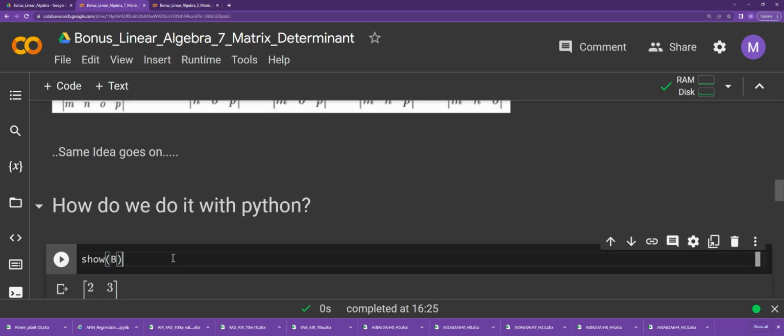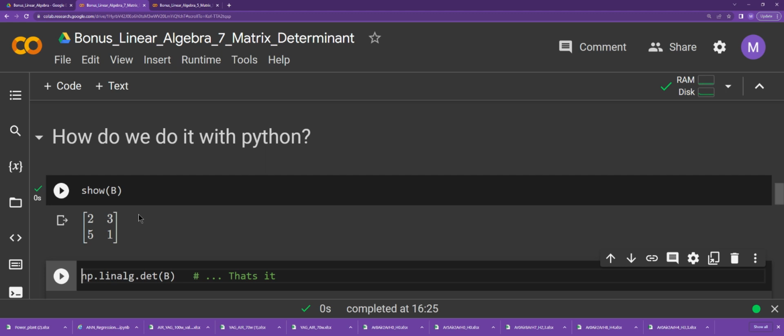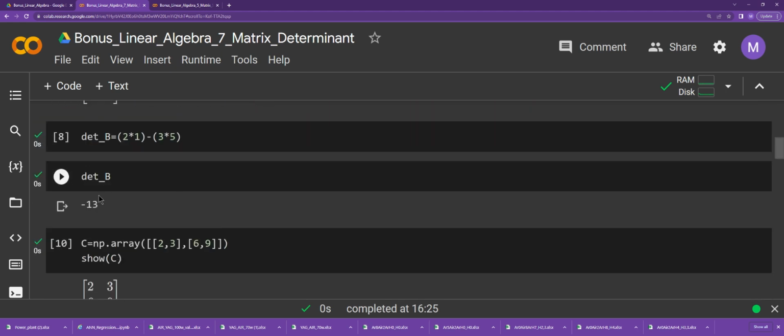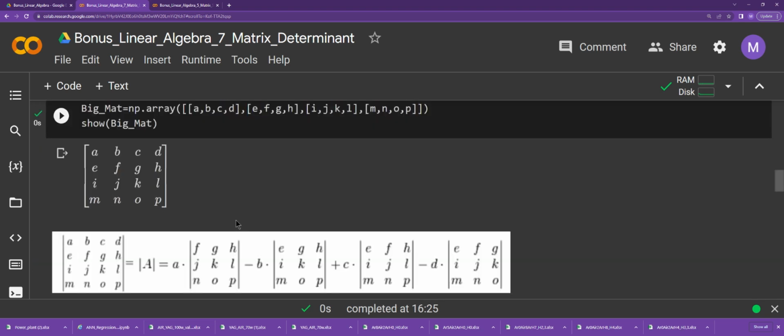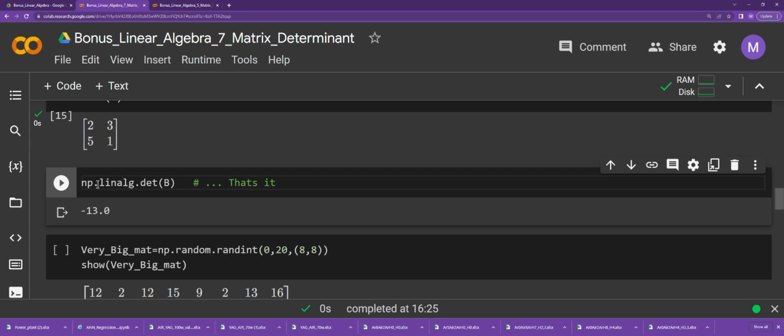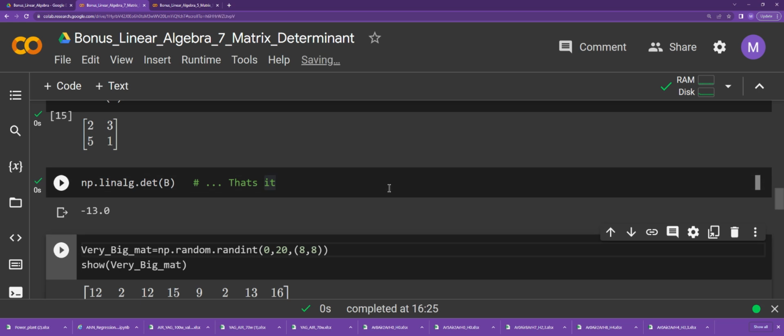So, our matrix B. Before, what do we have as the determinant? So B determinant we calculated by hand to be minus 13. And the command is pretty simple. All you need to do is np.linalg.det, and that's it. I mean, as simple as that. And you would get exactly minus 13.